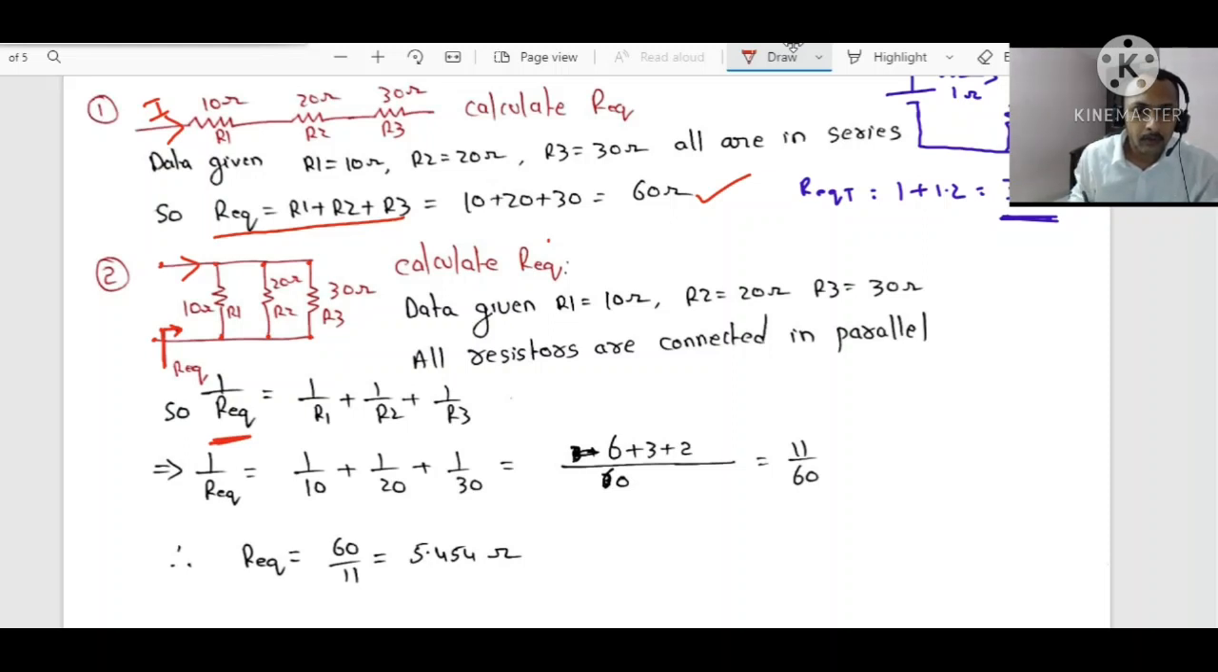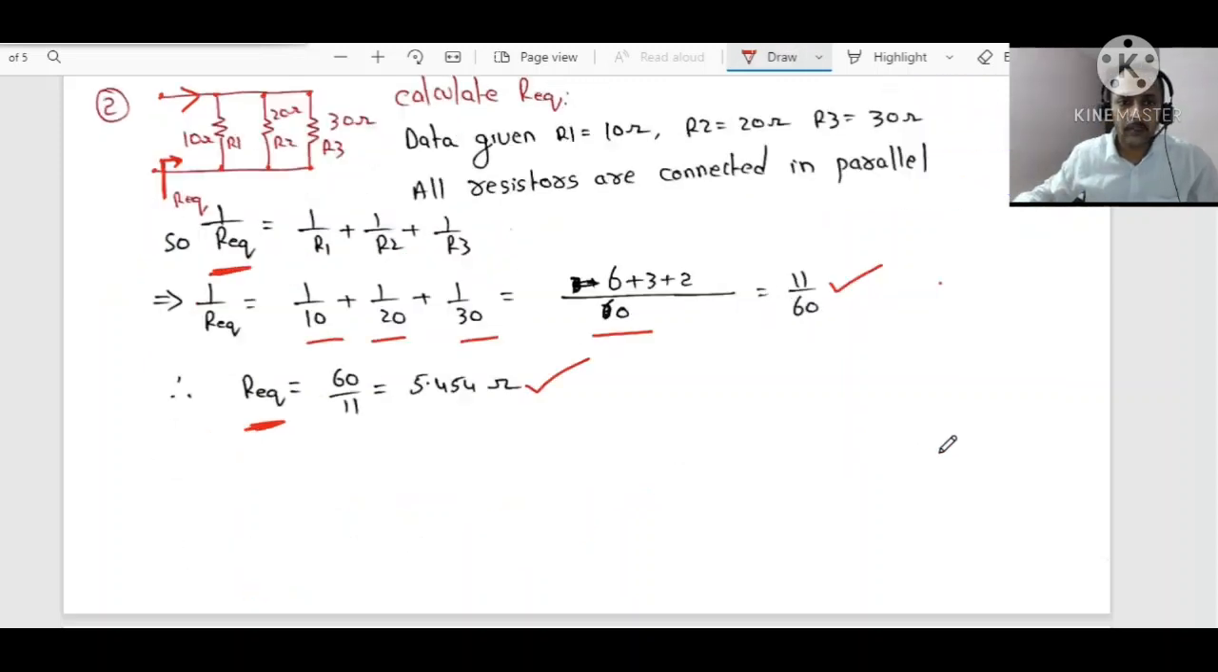So 1 by R equivalent equals 1 by 10 plus 1 by 20 plus 1 by 30. Take the LCM, 60 is the LCM. 10 in terms of 60 is 6 times, plus 3 plus 2, you will get 11 by 60. Very, very important: it is 1 by R equivalent, but what we want is R equivalent. Therefore R equivalent equals 60 divided by 11, 5.454 ohms, right? Very simple problems.